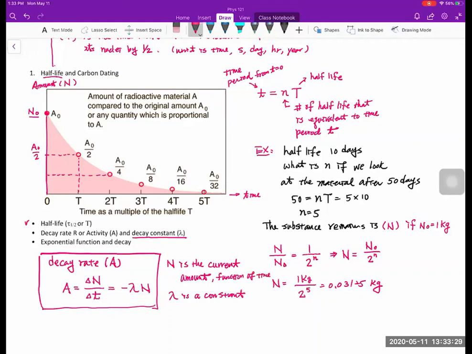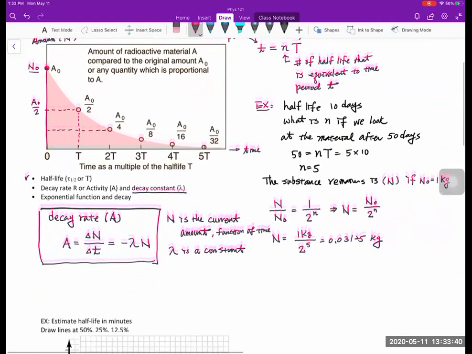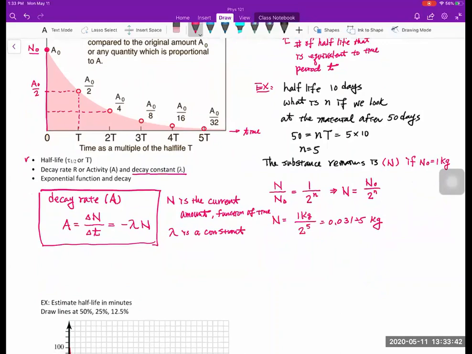Okay, this one doesn't change. N will change, but lambda will never change. But how do we know lambda? What is lambda anyway? How do we calculate lambda? Now, this one here is another equation that can help you to find what is the lambda.